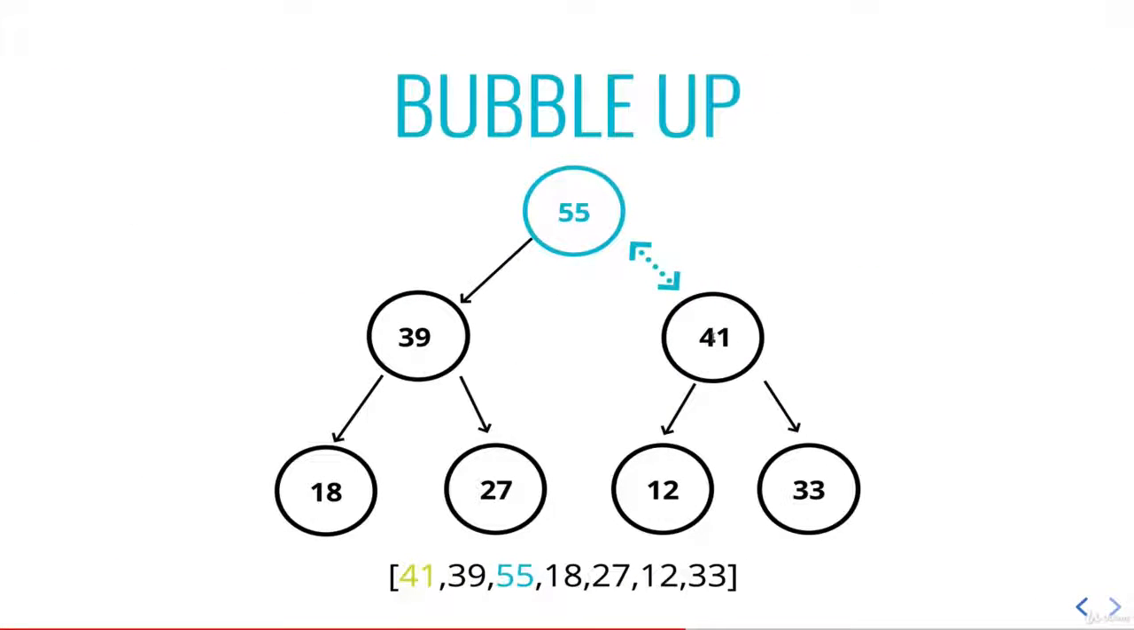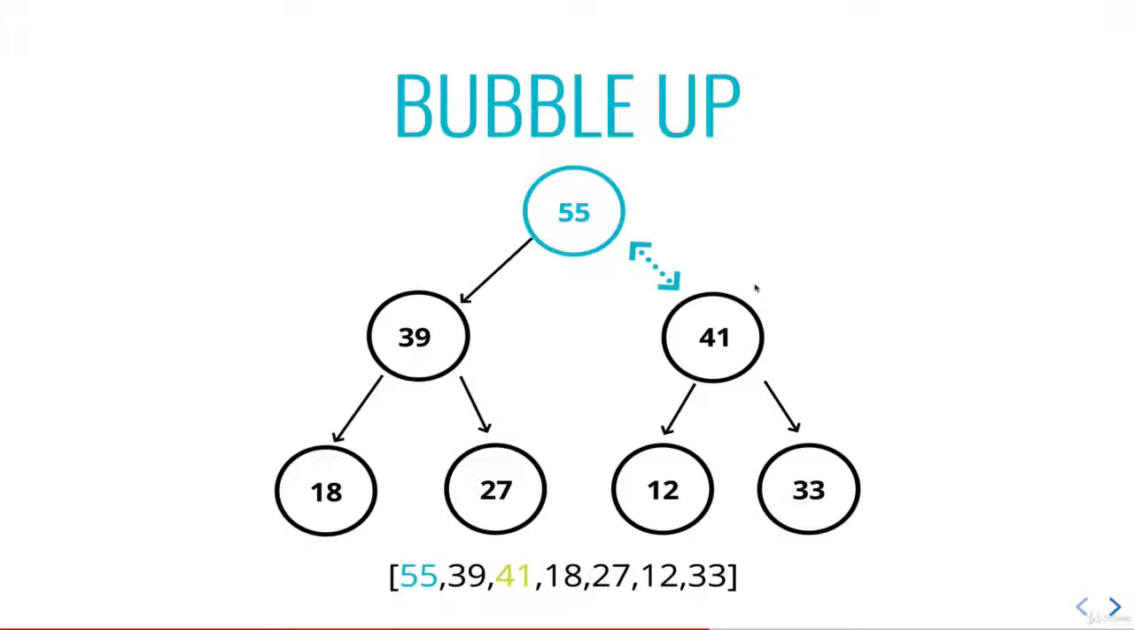Then we compare it to the parent again. How about 41 and 55? Well, we swap them. So now our data structure looks like this, where we have 55 as the root, and its two children are 39 and 41. All is good. Everyone's happy in the world of our max binary heap, because now every node satisfies the property that its two children must be less than the node itself. So again, we insert, and then we bubble up by swapping.